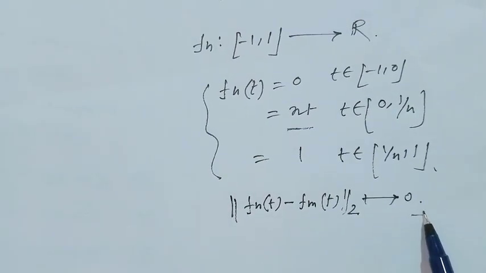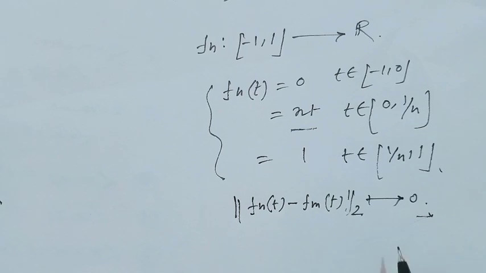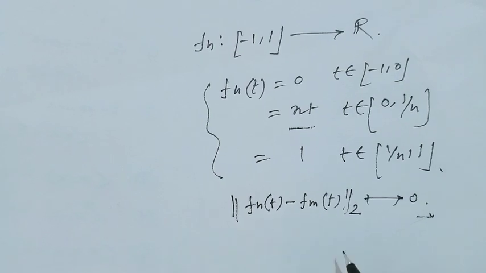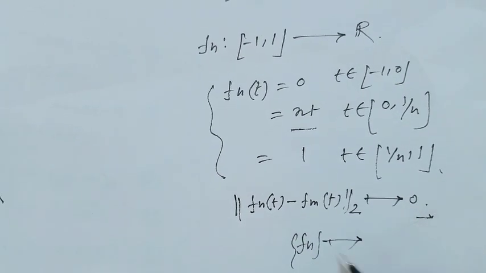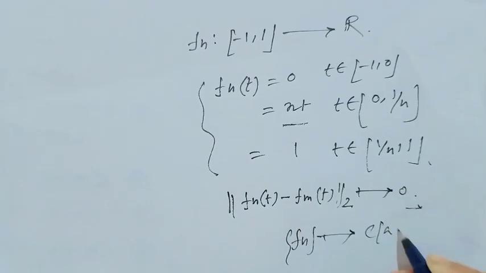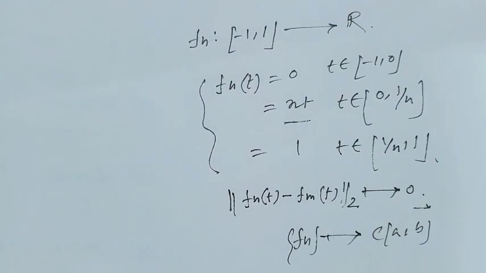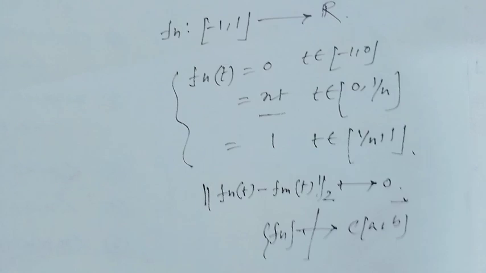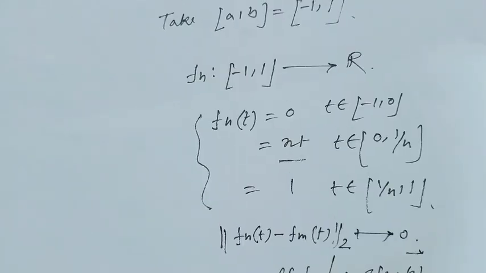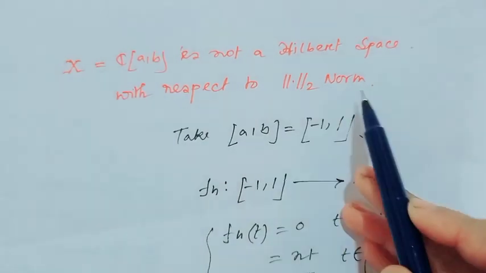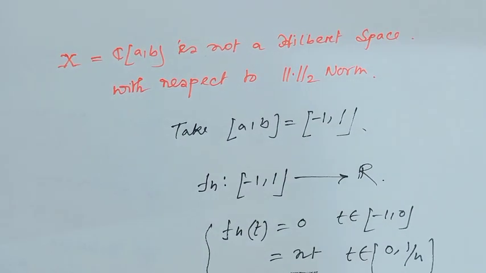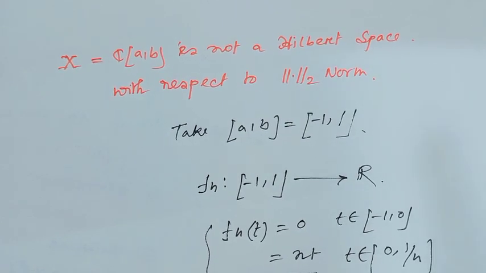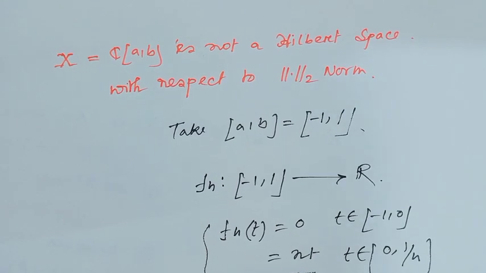Obviously, this is a Cauchy sequence, but this Cauchy sequence does not converge. f_n(t) does not converge in C[a,b] because this sequence of functions converges to a discontinuous function, so this does not belong to C[a,b]. So this space is not complete. So with respect to this norm, C[a,b] is not a Hilbert space. I hope all my viewers have understood what a Hilbert space actually is and examples of Hilbert spaces.